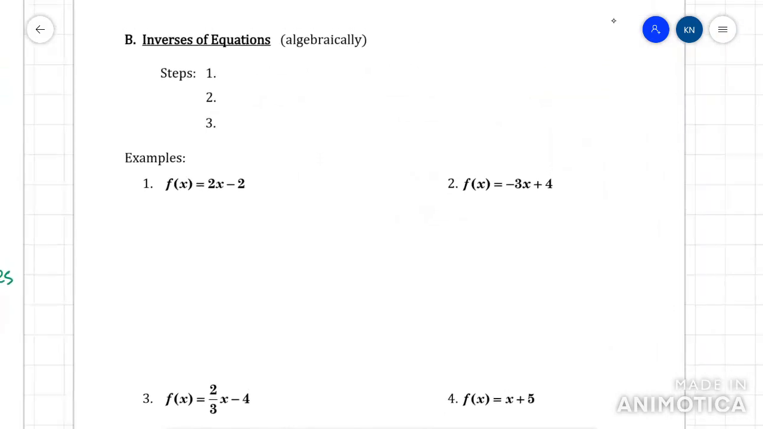Now, inverses algebraically. Basically, I don't know why there's 3 steps. There's really only 2. You're going to switch x and y. And then you're going to solve for y equals. It's really y prime, but.